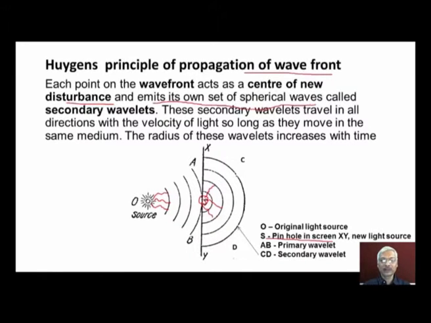It emits its own set of spherical waves called secondary wavelets. So this AB is the primary wavelet, and this CD is a secondary wavelet. These secondary wavelets travel in all directions with the velocity of light, so long as they move in the same medium. As long as the medium here and here remains the same, these light waves move with the same velocity. The radius of these wavelets increases with time, which we can observe here. The radius is changing with time.